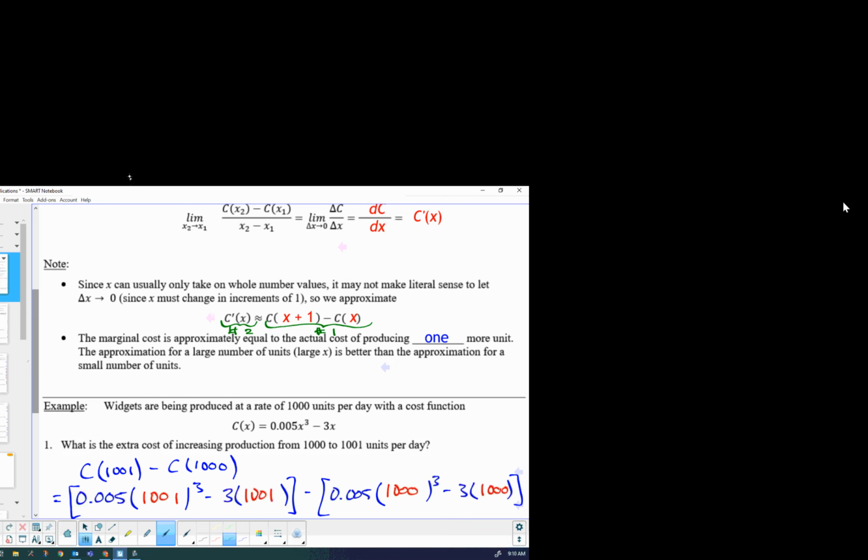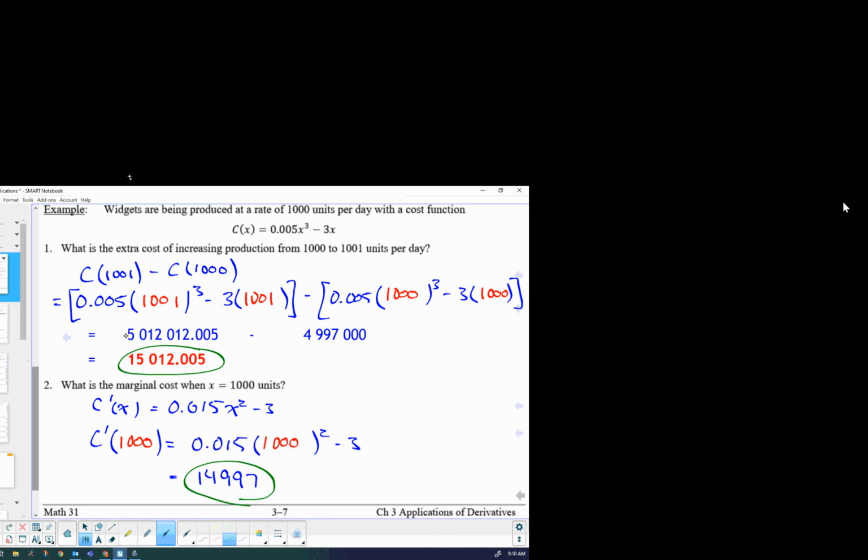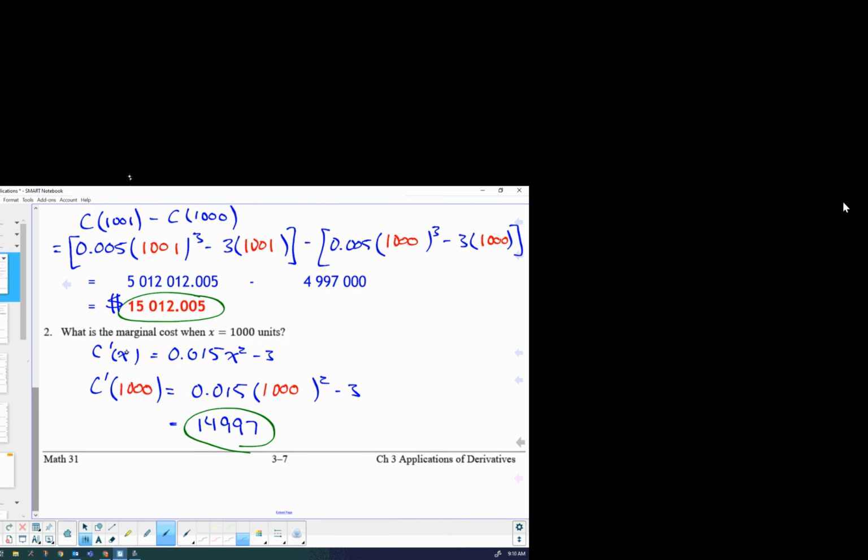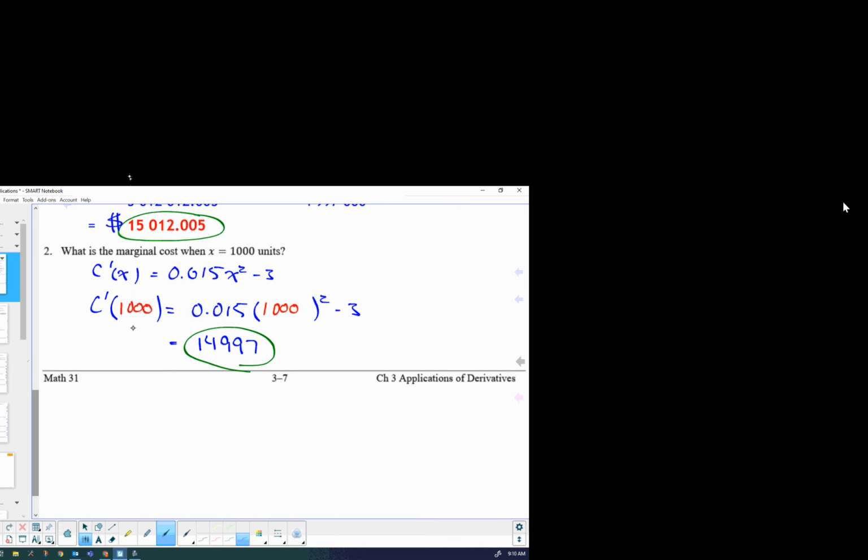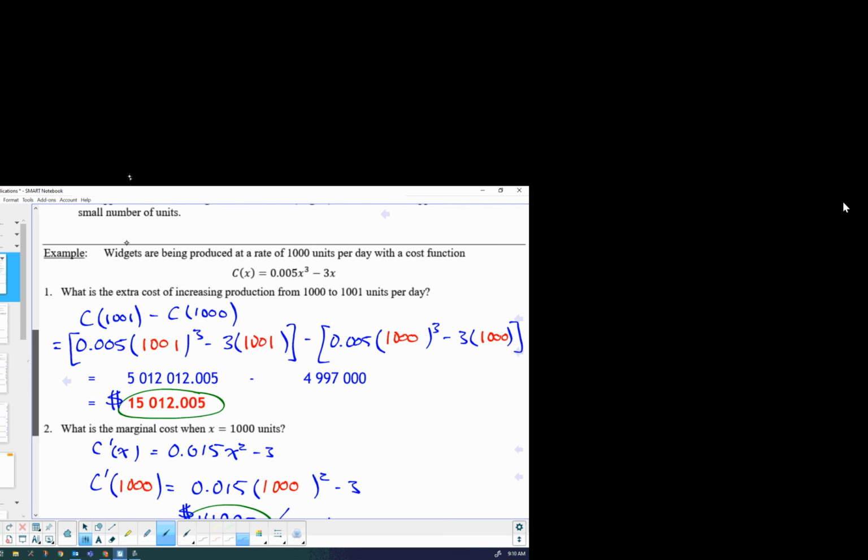Yes. Yes, we will do that. Excellent point. So here, what should the units have been for number one? This would be dollars. What would the units be for this one? Dollars per widget, right? Because this is a rate of change. So here we just did a change in cost, so we know this is the change in cost for one more unit.